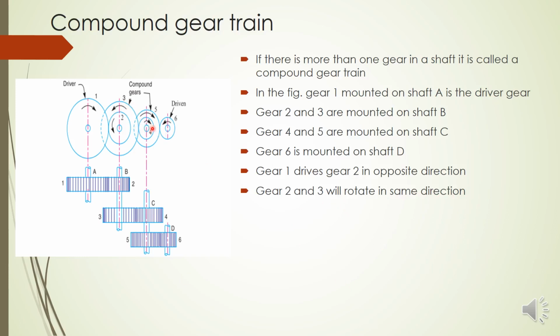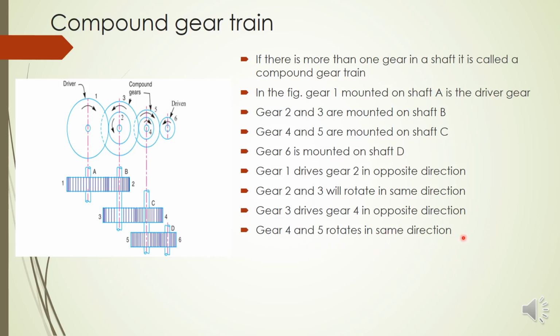Now what happens? Gear 3 and 4 are connected. You can see here this interface. 3 and 4 are connected. So 3 rotates 4 in the opposite direction, again clockwise. So gear 3 drives gear 4 in the opposite direction. Now as 4 starts rotating, the shaft C also rotates, which is at the center of that gear. And as shaft C rotates, gear 5 will also rotate because 5 is also on that shaft C. So 4 and 5 have the same direction of rotation and speed. So gear 4 and 5 rotate in the same direction, clockwise.